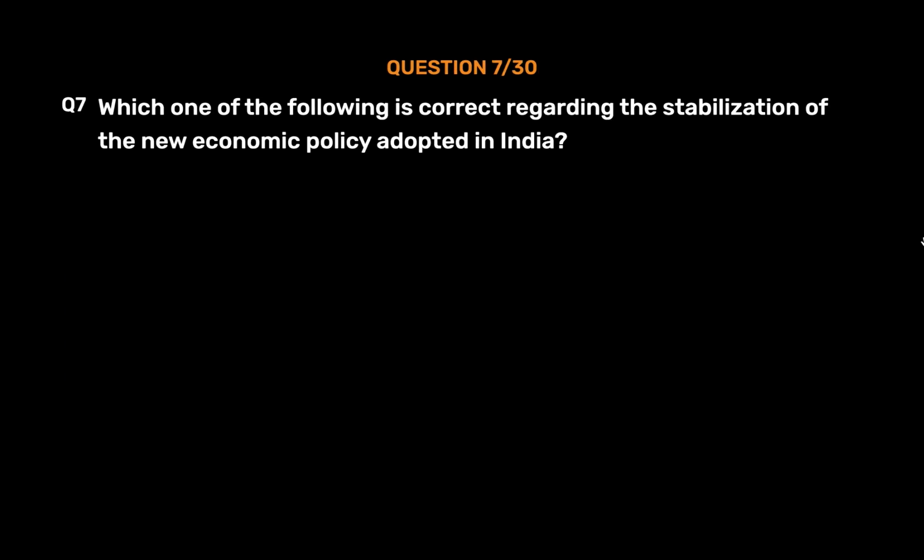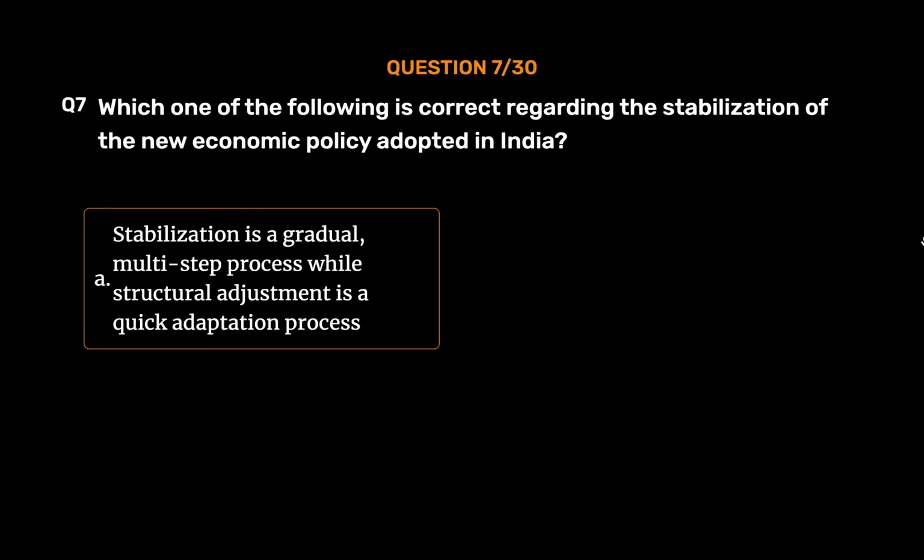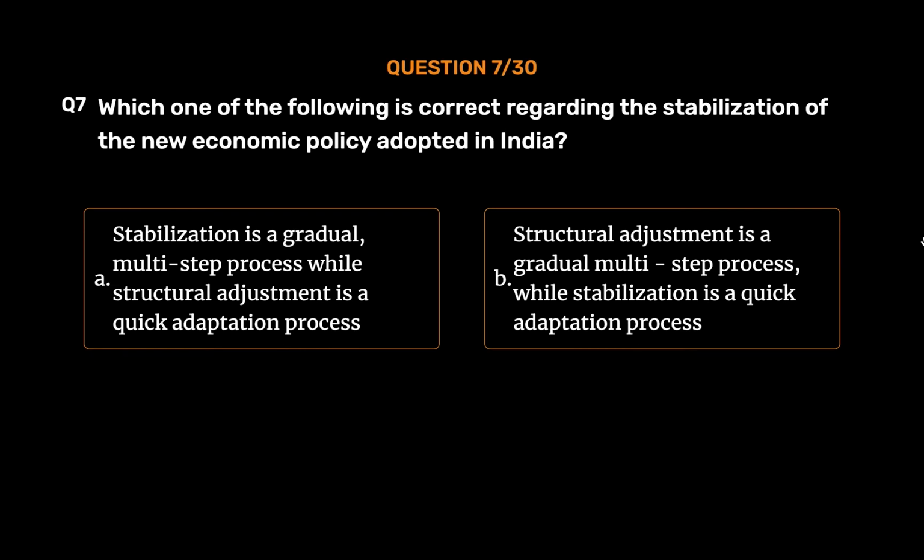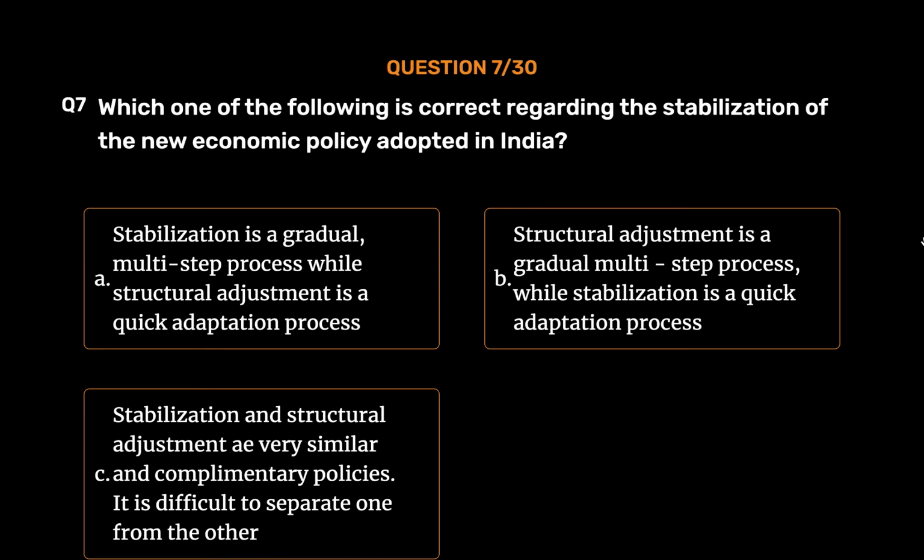Question number 7. Which one of the following is correct regarding the stabilization of the new economic policy adopted in India? Option A. Stabilization is a gradual, multi-step process while structural adjustment is a quick adaptation process. Option B. Structural adjustment is a gradual multi-step process, while stabilization is a quick adaptation process. Option C. Stabilization and structural adjustment are very similar and complementary policies. It is difficult to separate one from the other.